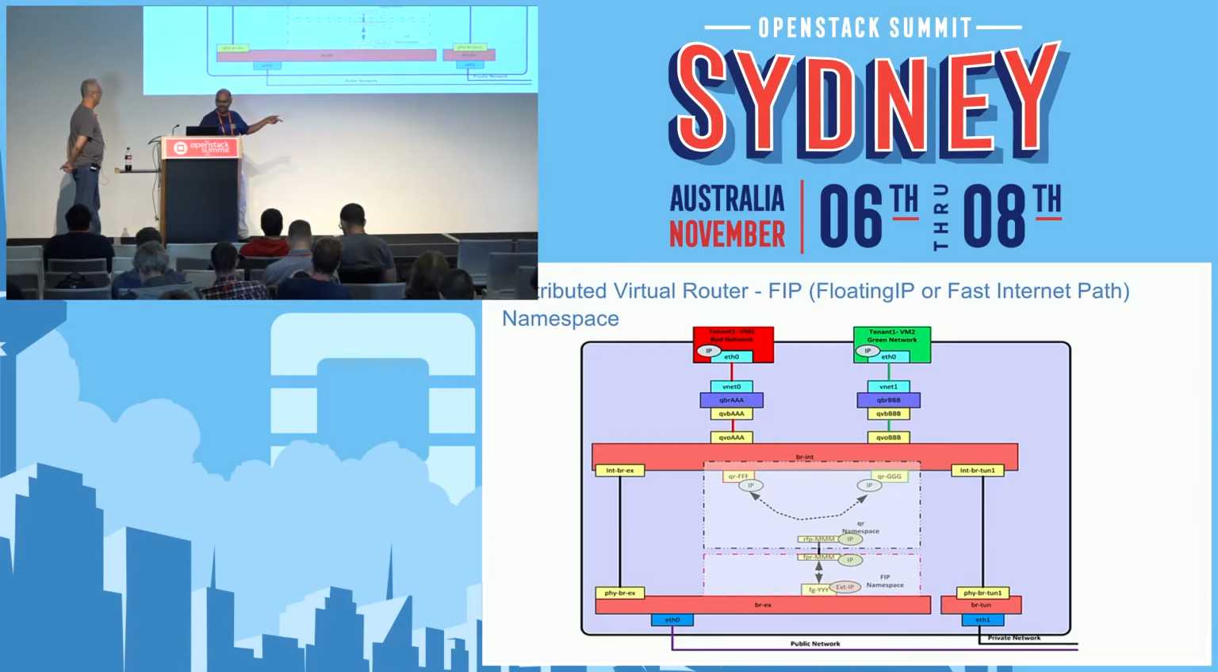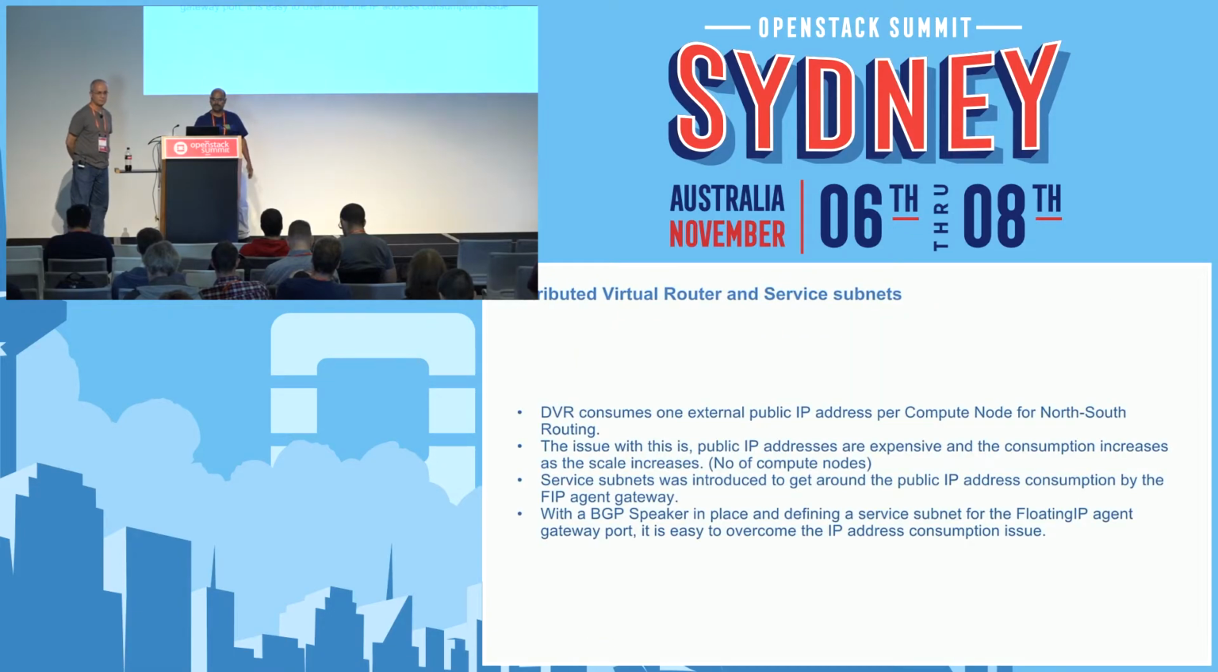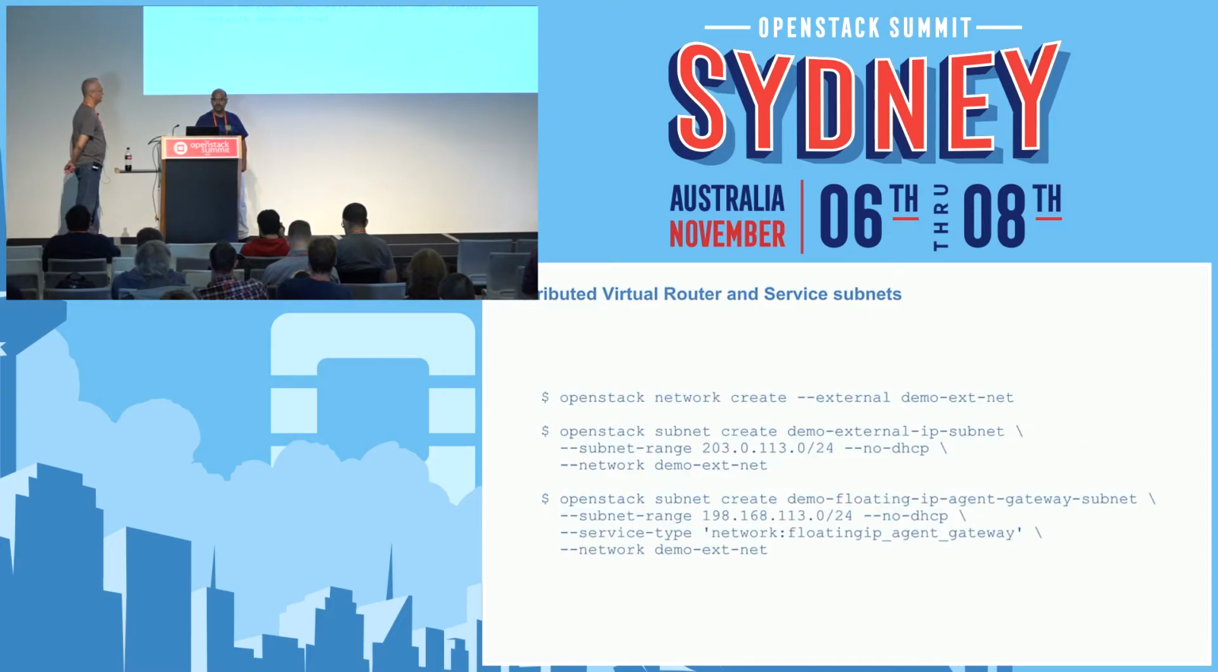That is where we are trying to tackle this issue. We don't want it to consume an IP address from an external subnet, so we can provide it through a service subnet type, and then advertise the next hop using the BGP routers. This is just a summary of what I just discussed: DVR consumes one external IP address. This is just a note for someone who wanted to take it, but I have basically spoken about those things.